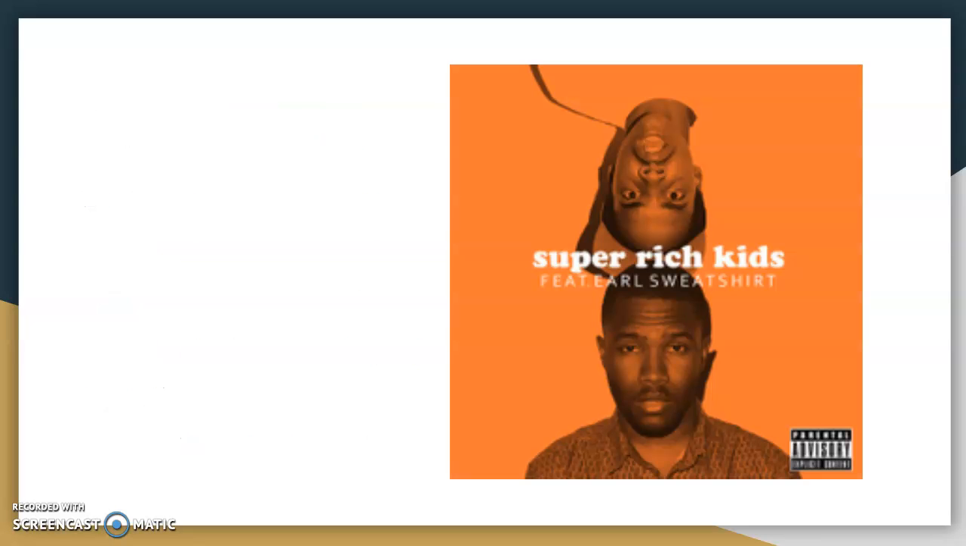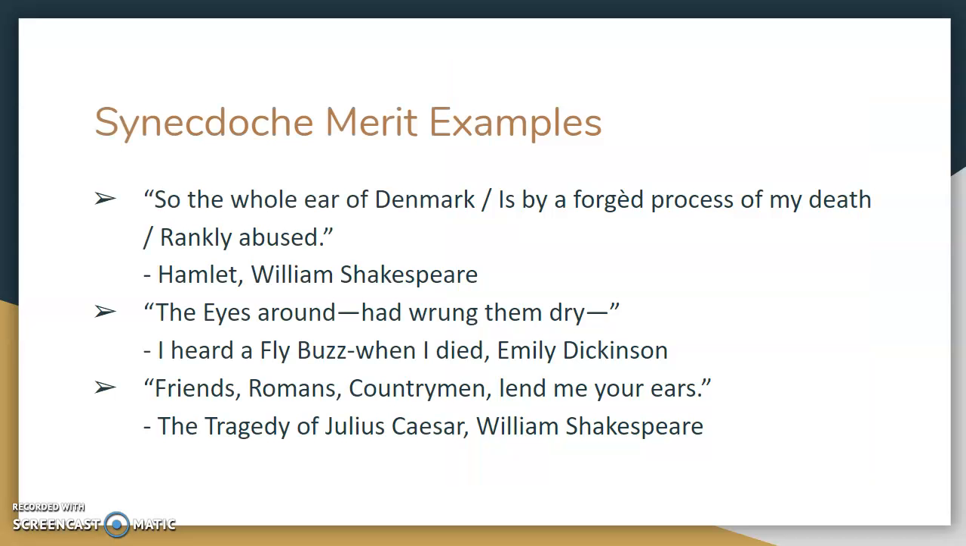One of my personal favorite examples of Synecdoche is in the song Super Rich Kids by Frank Ocean, where the lyric is, "Too many bowls of that green, no lucky charms." Frank Ocean uses green as a stand-in for weed, and if that sounds outlandish, then you have a way to remember it now.